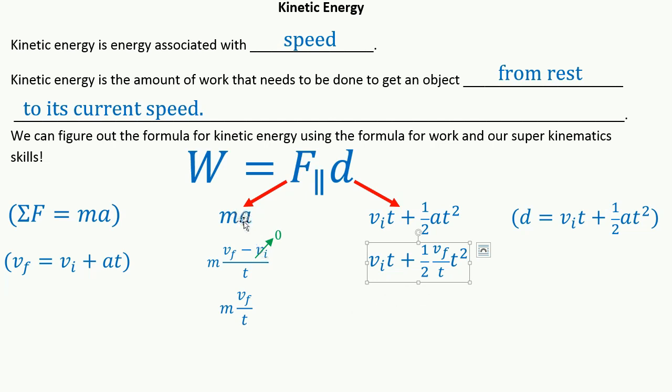So this A became, after all was said and done, VF divided by T. This A also becomes VF divided by T. And the rest of the equation is the same. You'll also recall that over here, I said, wait, if we're talking about from rest, VI is 0. That'll apply over here as well.